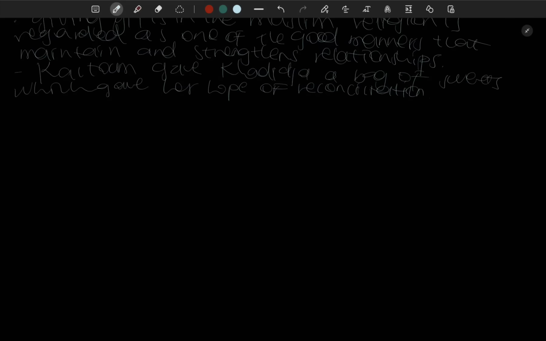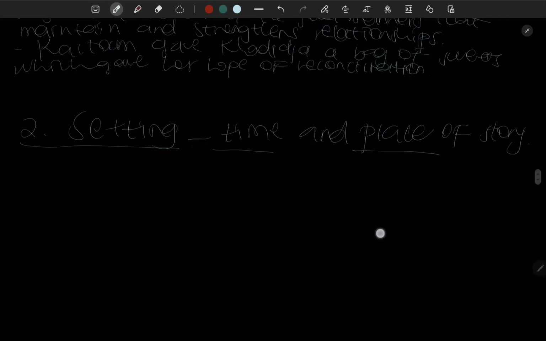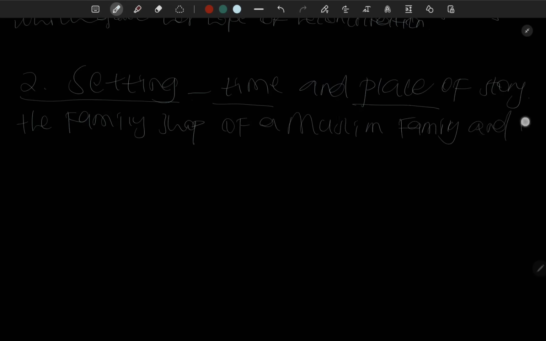Let us now describe the setting of the story. So when you are asked to describe the setting, you have to include the time and place. Time and place of story. Yes, you must include the time and the place during which the story takes place. So the story is set in the family shop of a Muslim family and in their house.